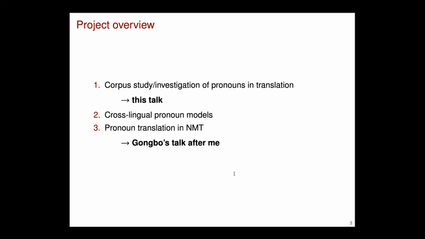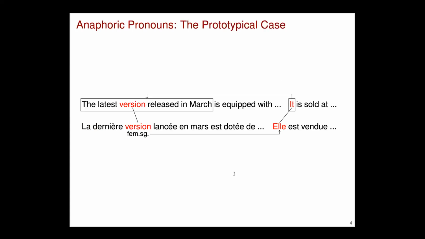So let me start by looking at the problem of pronoun translation, as it is very often seen, and as I also tended to see it at least a couple of years ago before I started this project. The prototypical case of pronoun translation is that of an anaphoric pronoun in one language, so the pronoun "it" that we have up here, which is an anaphor to some other noun phrase called the antecedent, which typically occurs in the previous sentence or possibly in the same sentence.